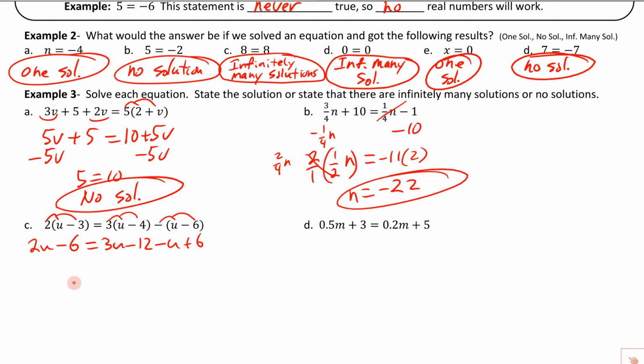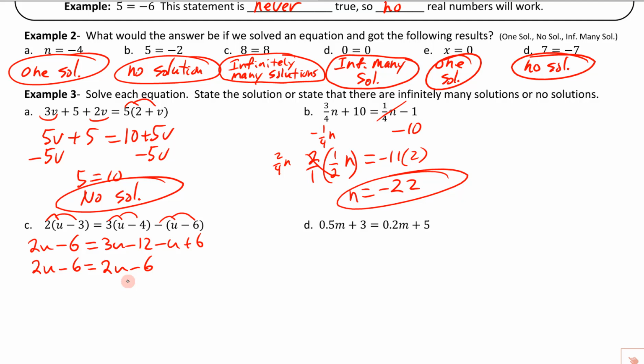And let's see what we've got right here. So this is going to be 2u minus 6. This is going to be, what do we got here? 3u minus 1u, that's going to be 2u. And then we've got a negative 12 plus 6, that's going to be a negative 6. Now if you watch, you can kind of see what's going to happen here. This is 2u minus 6 on this side, and this is 2u minus 6 on this side. The two sides are exactly the same. We're not going to be able to mess up this equation.